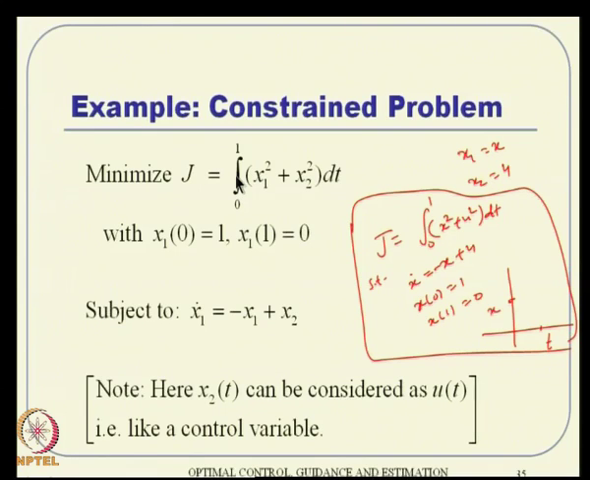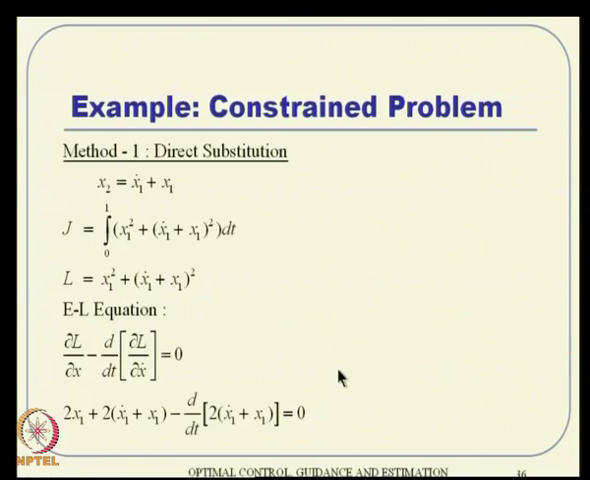This is a fixed final time problem sort of thing. Your initial time is fixed at 0, your final time is fixed at 1. There is no variation of those values, and the initial value of x1 is 1 and the final value of x1 is 0. So there is no freedom of that. You can think of it as something like a fixed endpoint condition problem. All right, so let us proceed further.